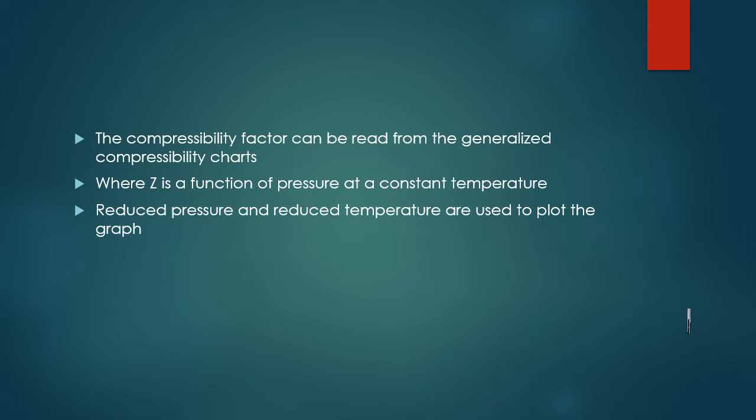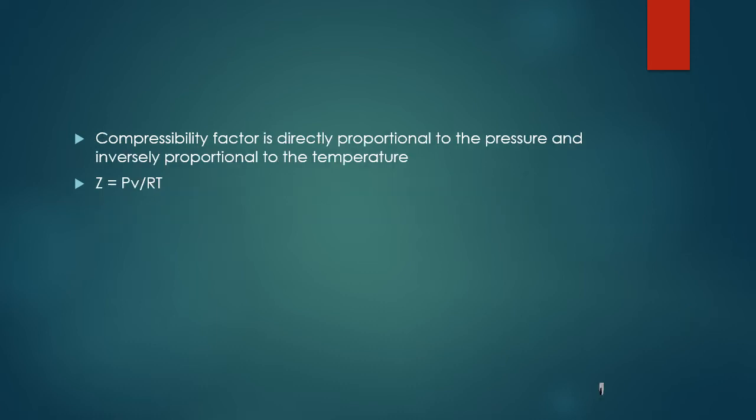The compressibility factor for specific gases can be read from generalized compressibility charts that plot compressibility factor as a function of pressure at a constant temperature. The compressibility factor value generally increases with pressure and decreases with temperature. Gases behave as an ideal gas regardless of temperature when reduced pressure is much lesser than 1.